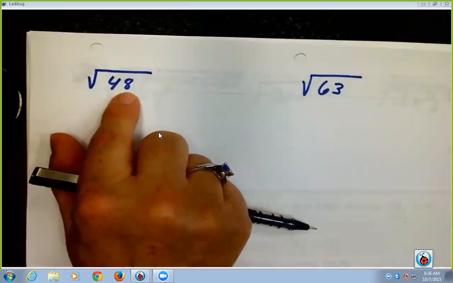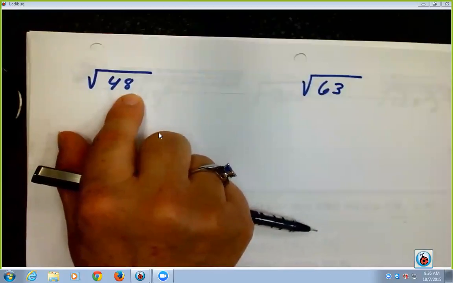We could look at 9. 9 doesn't go into there. 16, does 16 go into 48? What do you guys think? 16 into 48.